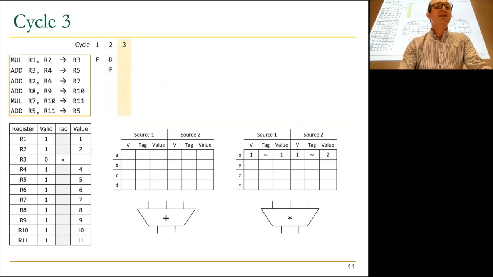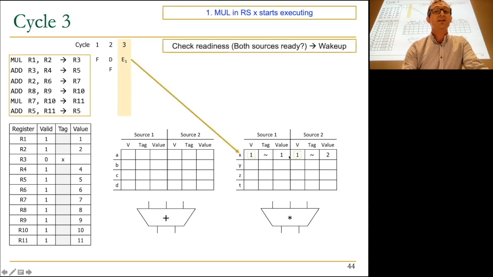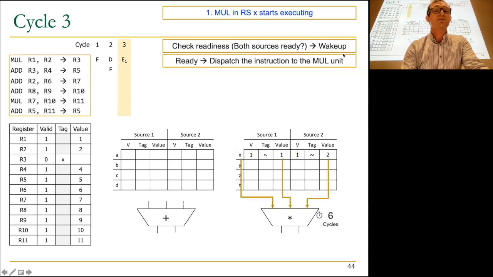So cycle 3, we figured out that multiply can execute, that logic that I mentioned figured out that this multiply can execute. Let's start executing it. Multiply in reservation station X starts executing. Basically, you need to check the readiness, both sources are ready. You need to wake up the instruction. There needs to be some logic that does that. And then you supply the values and the tag it's going to produce, which is going to be X, right?